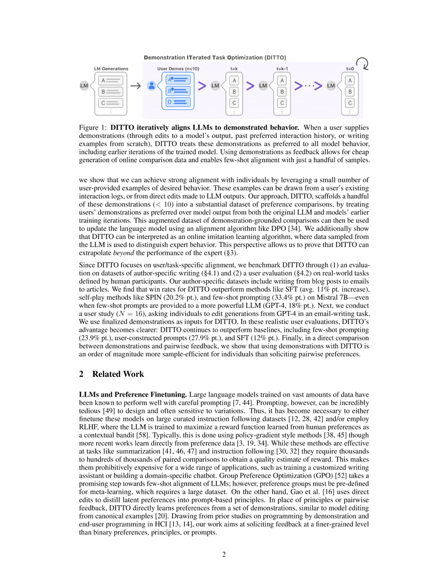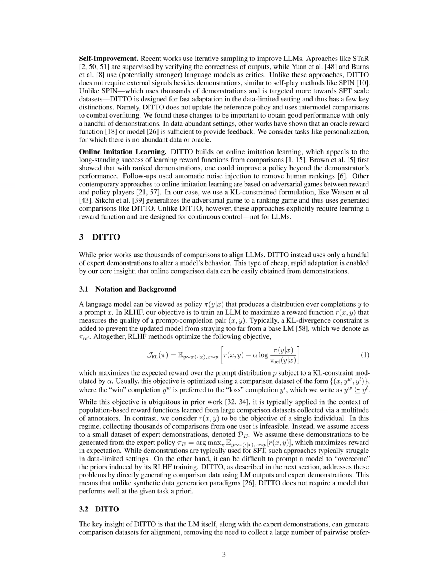DITTO achieves strong alignment with individuals by scaffolding user demonstrations into a dataset of preference comparisons, updating the language model using an alignment algorithm like DITTO. DITTO can be interpreted as an online imitation learning algorithm, where data sampled from the LLM is used to distinguish expert behavior, allowing it to extrapolate beyond the performance of the expert. The key insight of DITTO is that it generates comparison datasets for alignment, removing the need to collect a large number of pairwise preferences, making it more sample efficient.